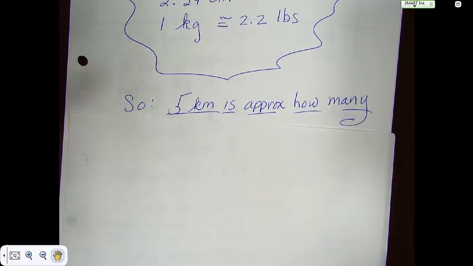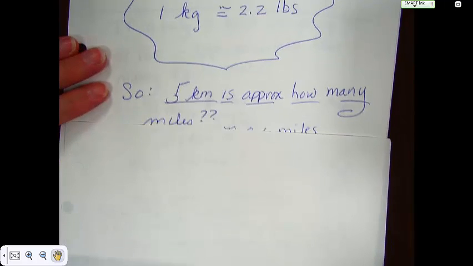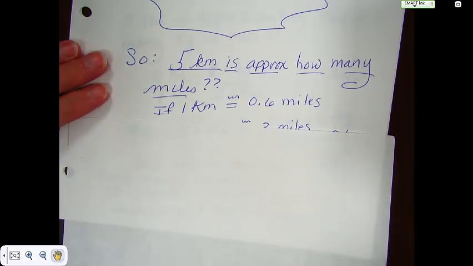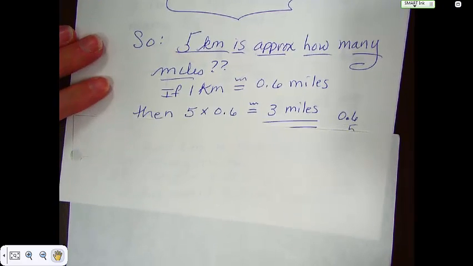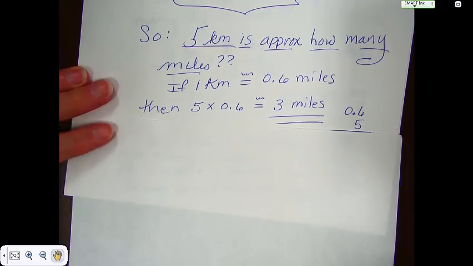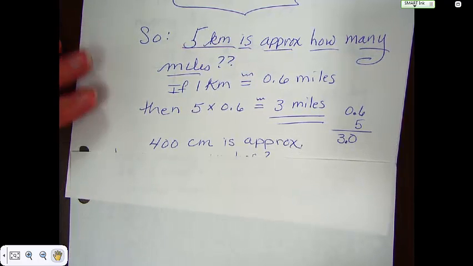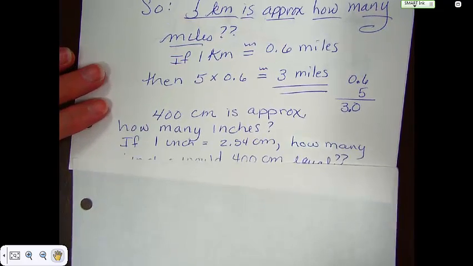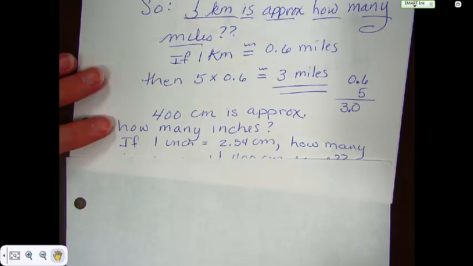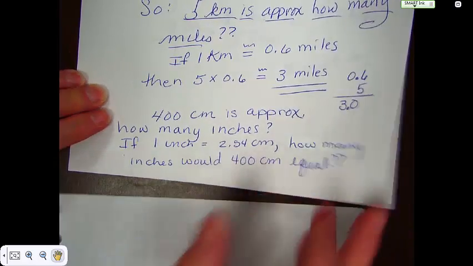So we take the same things that we were dealing with before. 5 kilometers is approximately how many miles? If 1 kilometer equals 0.6 miles approximately, then you would take 5 times 0.6 and you would get approximately 3 miles. 4 centimeters is approximately how many inches? If 1 inch is 2.54 centimeters, then how many inches would 400 centimeters equal?